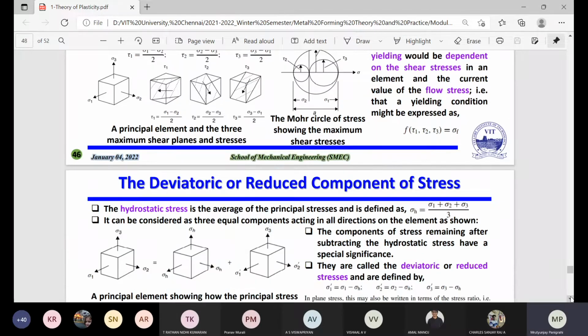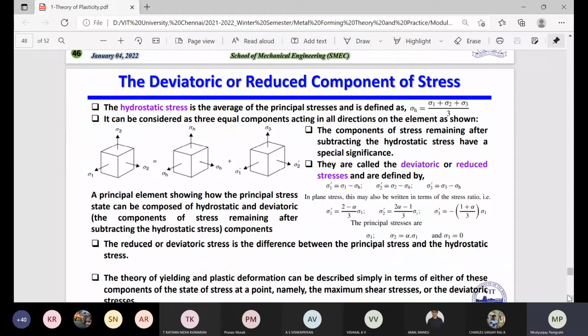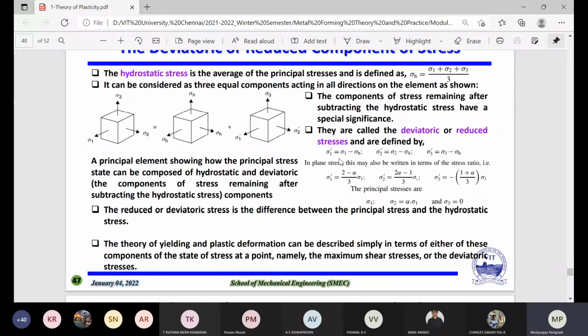Then for the hydrostatic stress, I just put a few sentences here, copied from my old slides in module 2, what we have talked about. If you have the sample here, the hydrostatic stress we normally consider as the average of the principal stresses. For example, sigma h equal to, whatever three principal stresses you have, sigma 1 plus sigma 2 plus sigma 3 by 3.